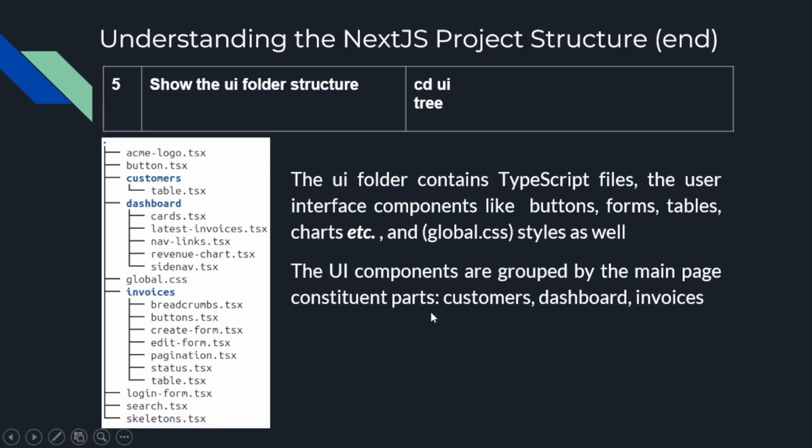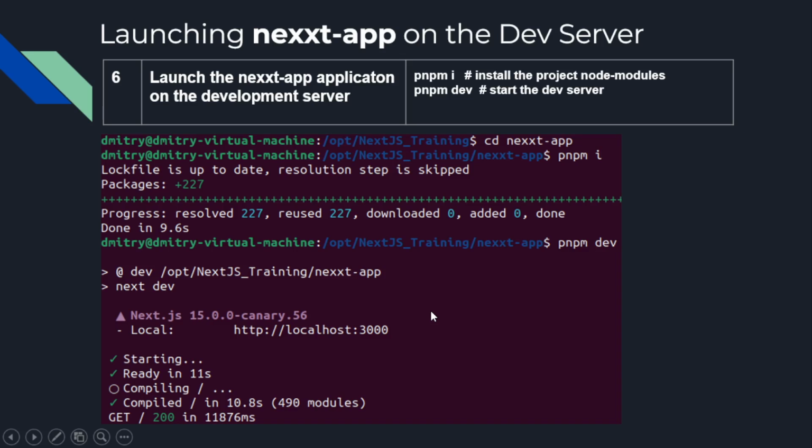Okay. Let's see how it works on Linux Ubuntu. So we launch our next-app application on the development server with just 2 commands. The first one you perform just once, because it installs the project node modules. And then you start the development server at localhost 3000.